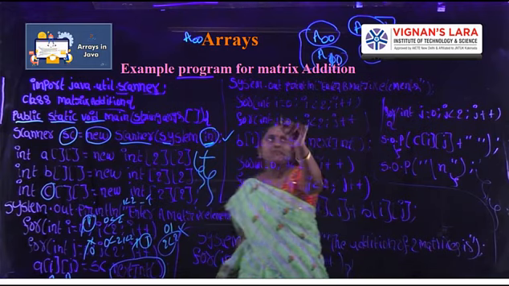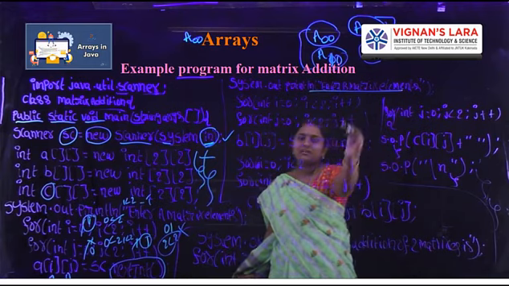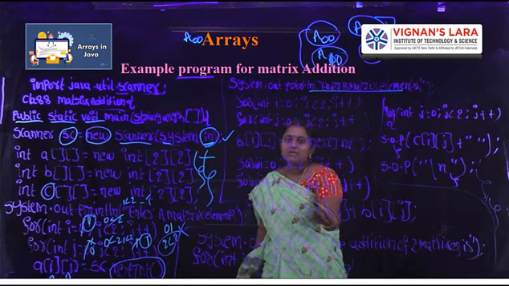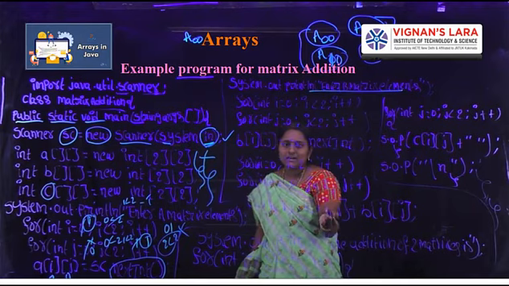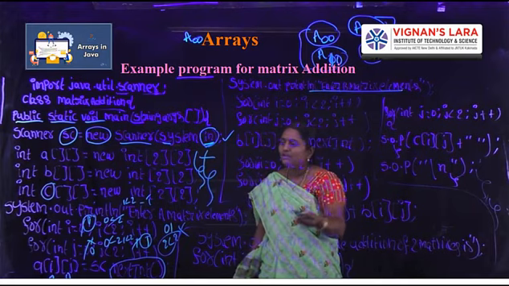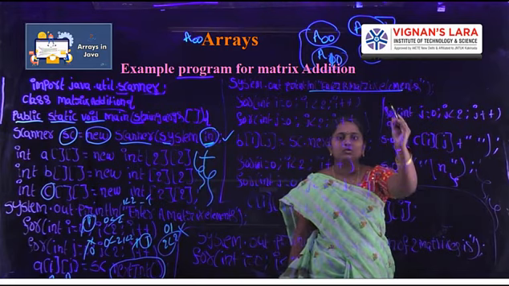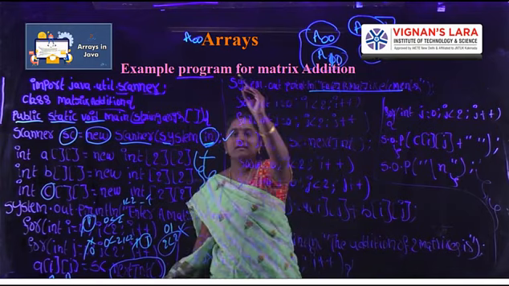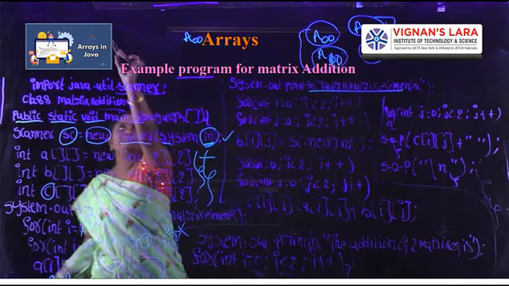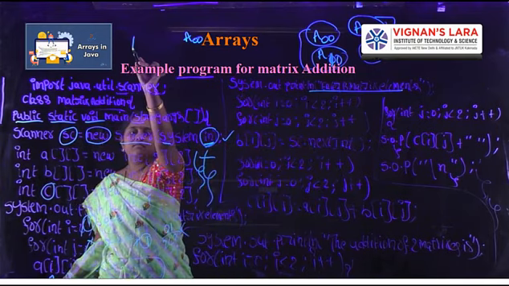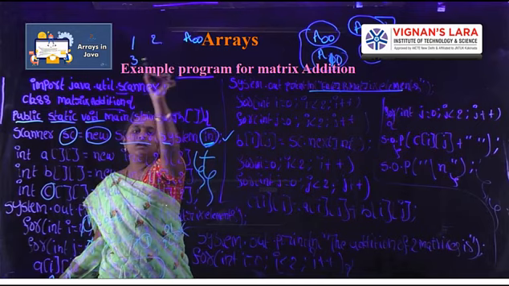In a similar way, we have to read the B matrix's values on the console. If you compile and run this program, at runtime it will ask: enter A matrix elements. Suppose I have to enter the A matrix elements, for example, 1, 2, 3, 4.